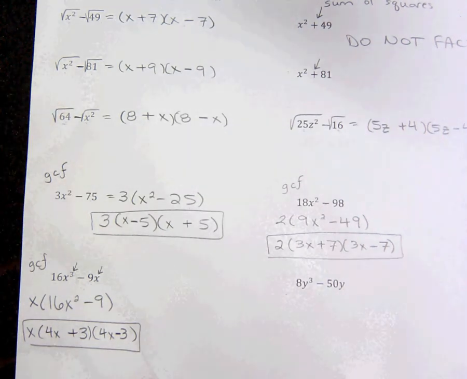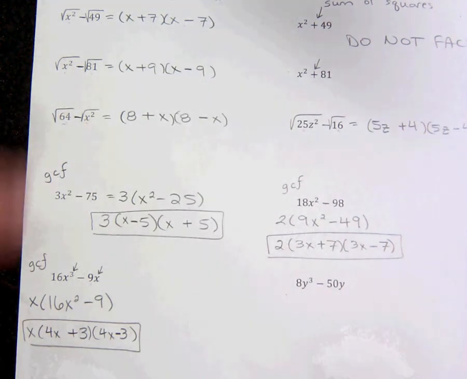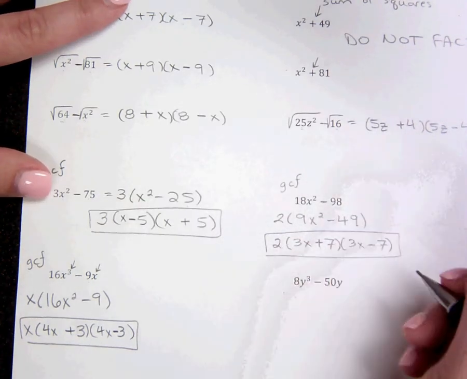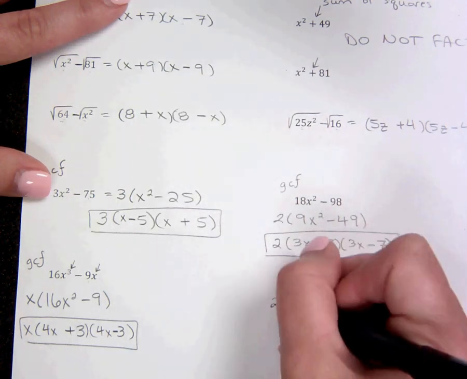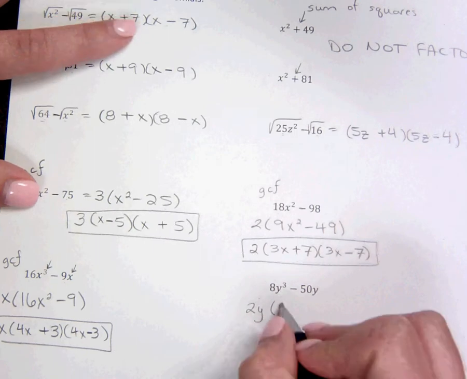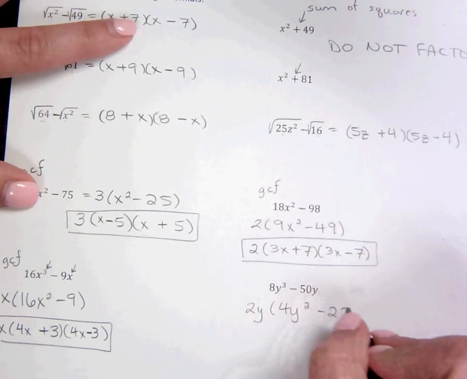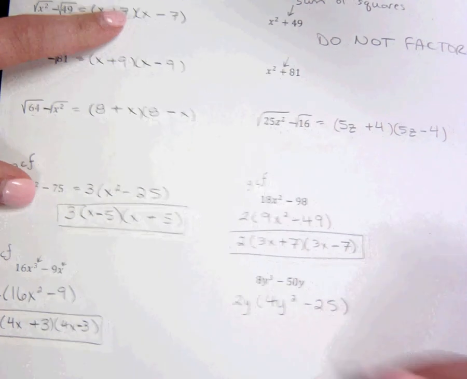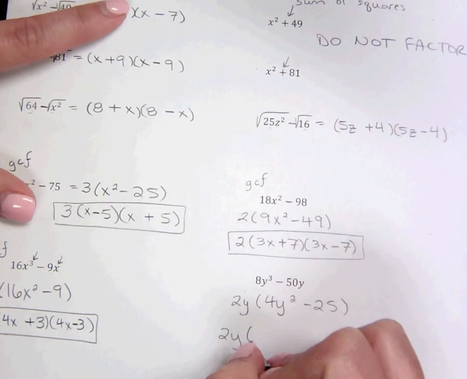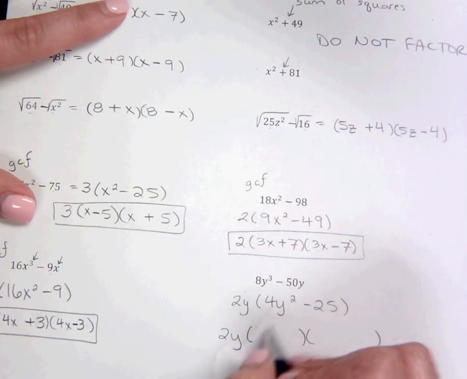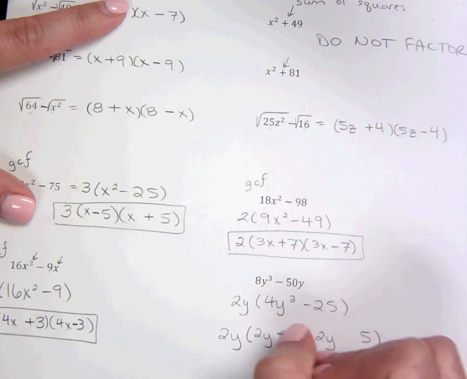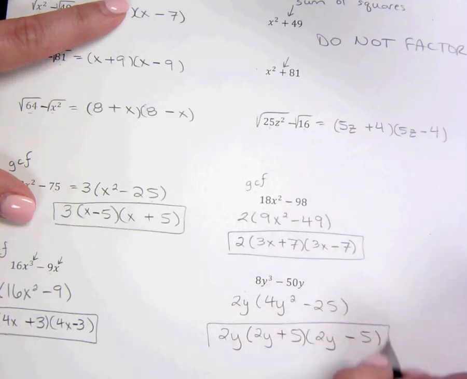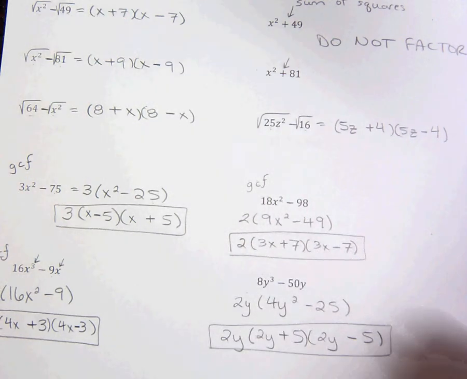So these are really easy if you can recognize them. The hard part is recognizing what you have. So here 8 and 50 are not perfect squares, but I can take out a 2. y cubed and y are not perfect squares, but I can take out a y. That leaves me with 4y squared minus 25, which all of a sudden becomes perfect squares. So we have 2y, and then our binomials. That's going to split into 2y and 2y, 5 and 5. One gets a plus, one gets a minus.